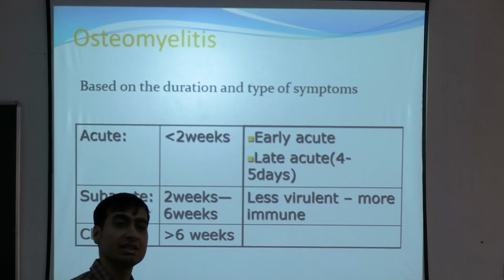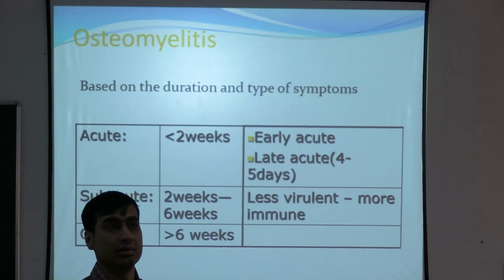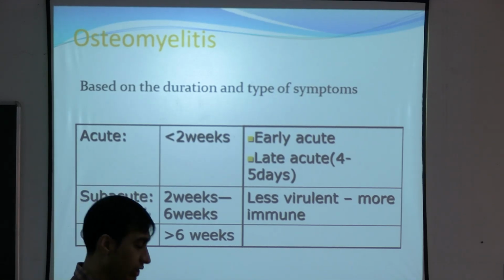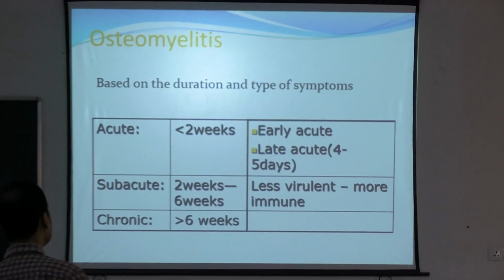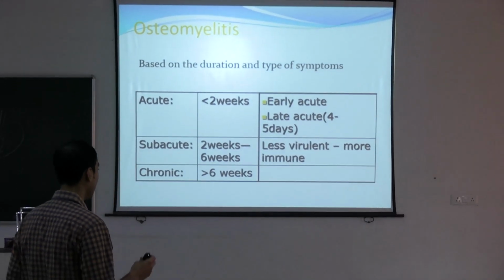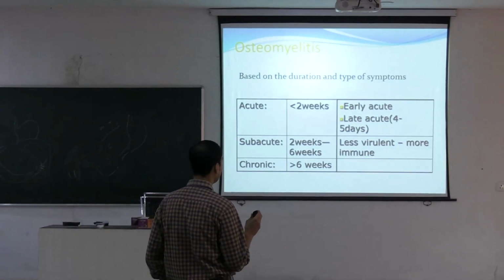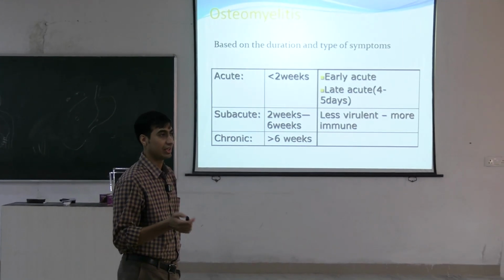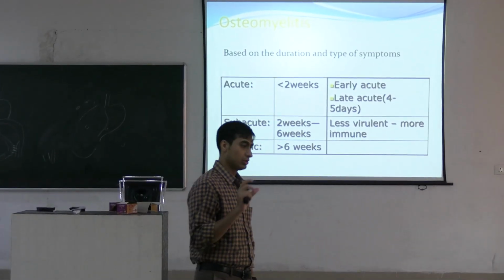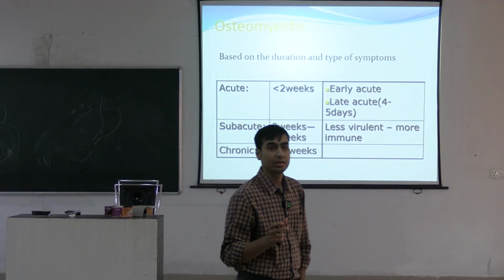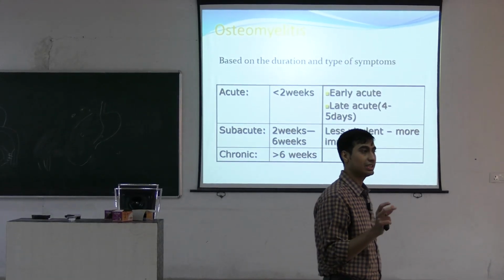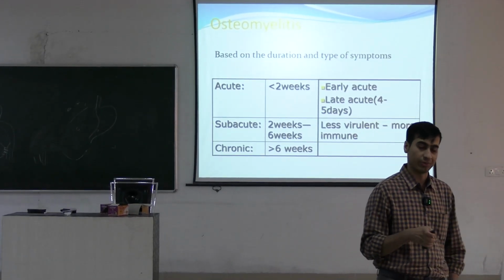This is acute osteomyelitis, how it presents, and how to differentiate it from a chronic osteomyelitis. Acute osteomyelitis has an acute presentation with an onset of less than 2 weeks, characterized by fever, tenderness, swelling, redness. These are the classical hallmarks of an acute osteomyelitis.